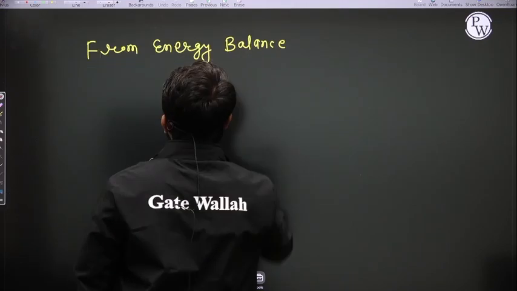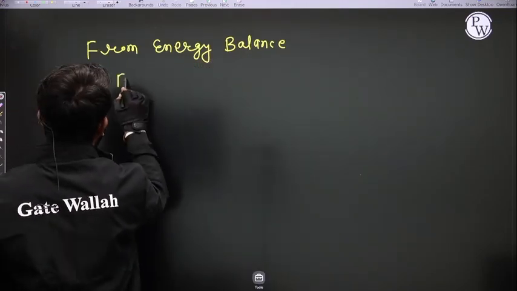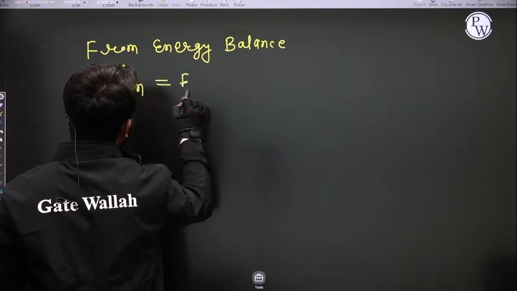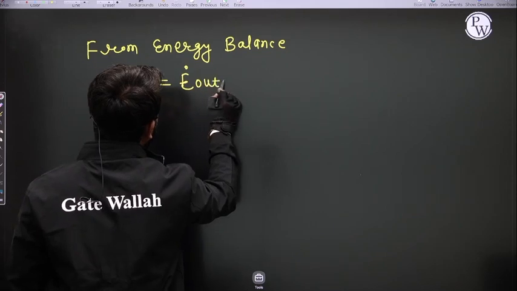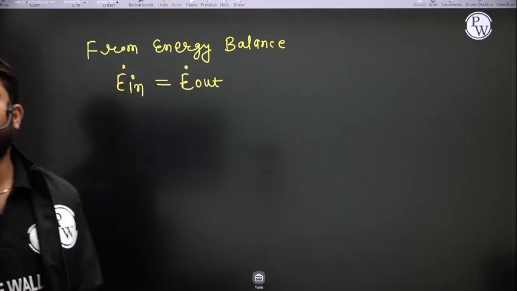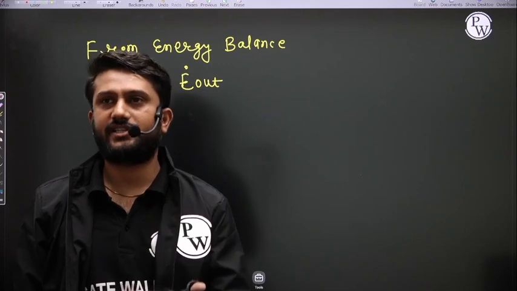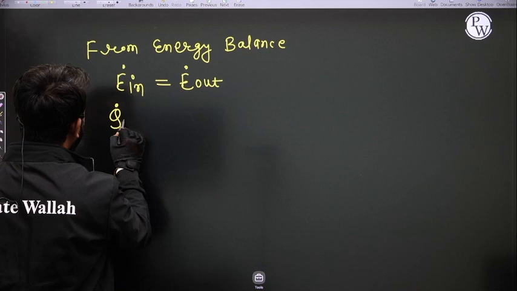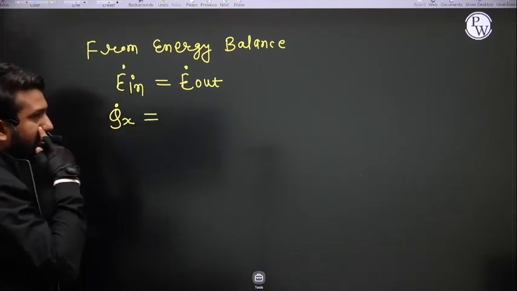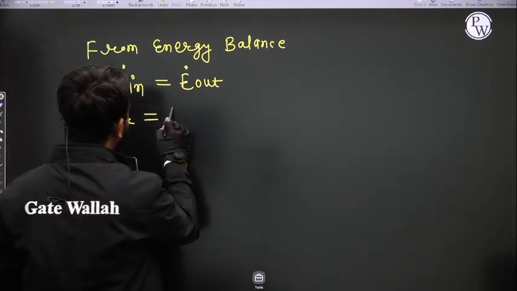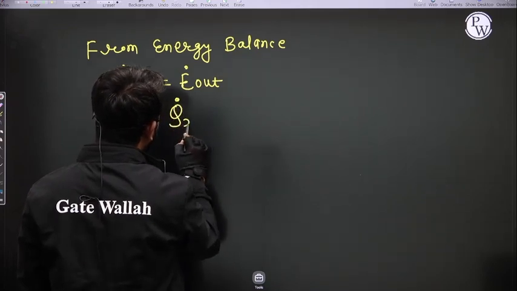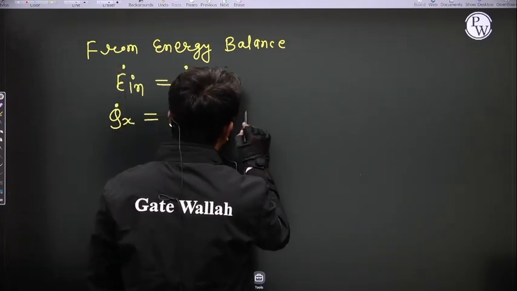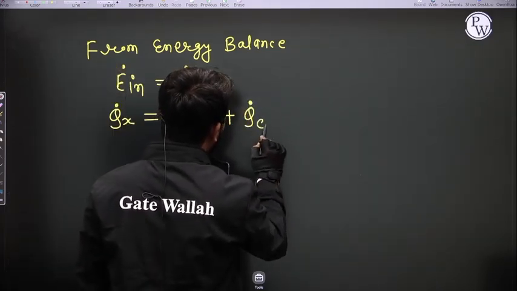So what is the energy balance? The energy balance is simply that the rate of energy in the small element is equal to the rate of energy out from this small element. Rate of energy in is equal to rate of energy out. Simple, right? So the rate of energy in is q dot x. Now what is the rate of energy out? That is q dot x plus dx plus q dot convection.